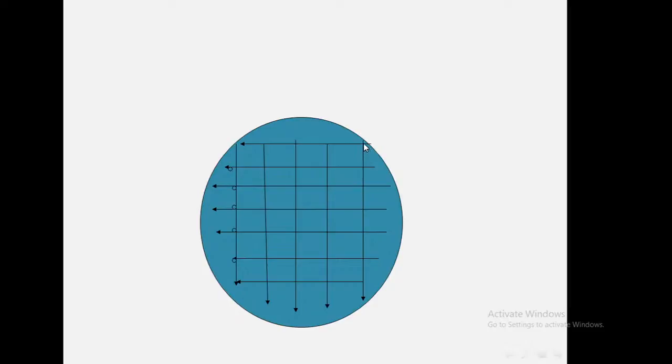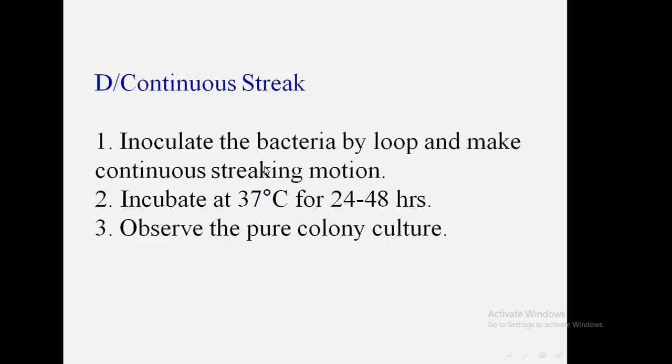Firstly, streak from every point. Then again the next one there, this point, next here, and again here. At every crossing of the line, they put the bacterium sample.